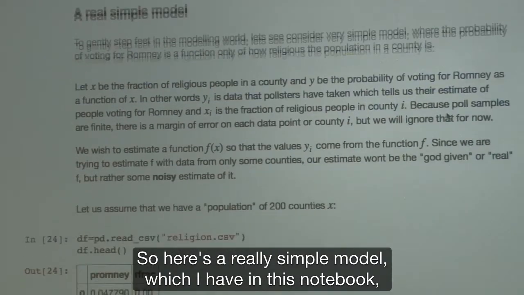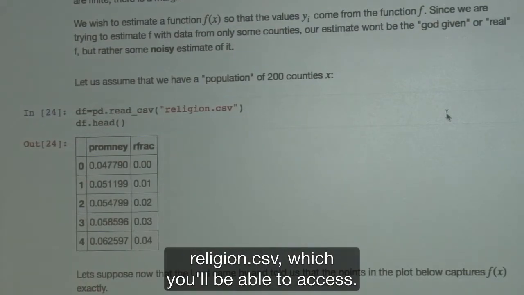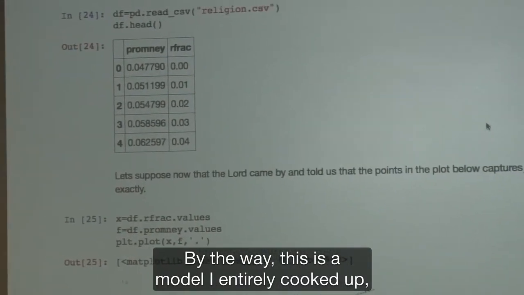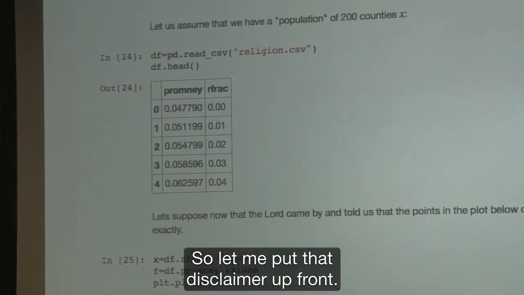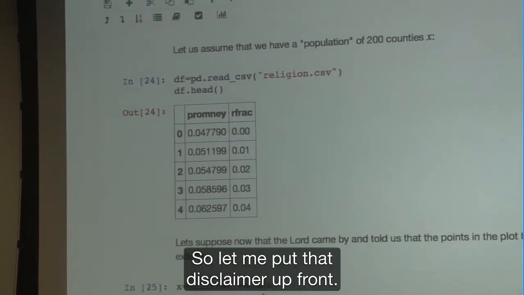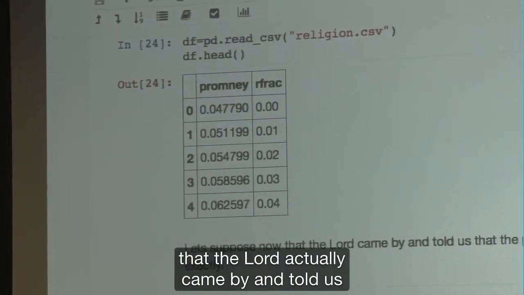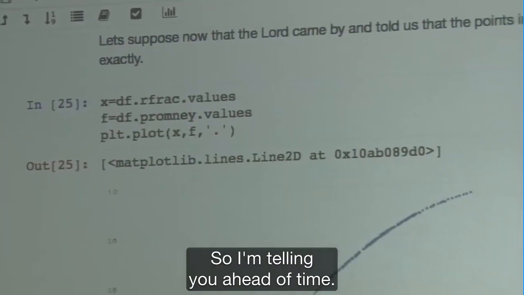Here's a really simple model, which I have in this notebook, religion.csv, which you'll be able to access. By the way, this is a model I entirely cooked up, so there's no truth to it whatsoever. Let me put that disclaimer up front. Let me assume, for example, that the Lord actually came by and told us that this is the plot that captures this model. So I'm telling you ahead of time.